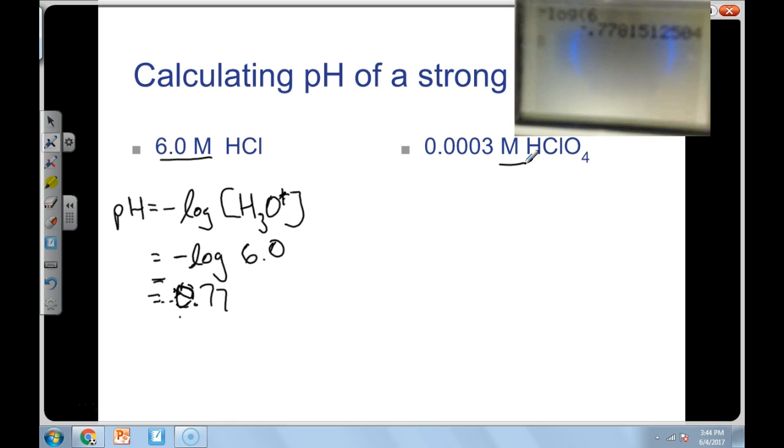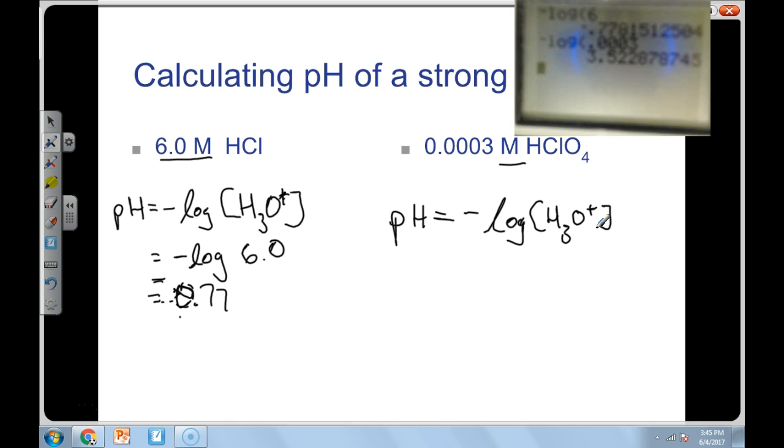Okay, so now let's talk about this. This is strong acid. This is perchloric acid. So we know that the pH equals the negative log of the concentration of the hydronium ion, H3O plus. And so again, for this one, we do the same thing. So we do negative log of 0.0003, and we hit enter. And now for this one, we can see that the pH is equal to 3.52.